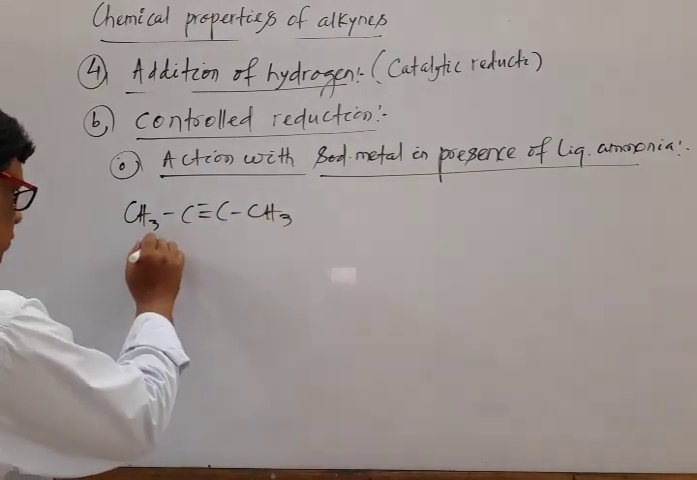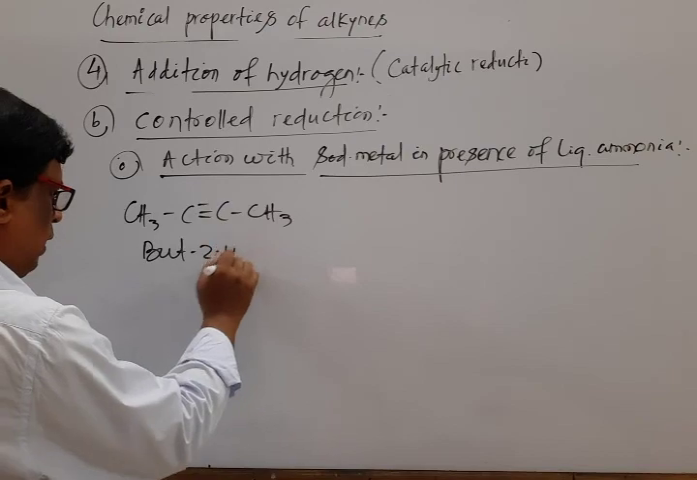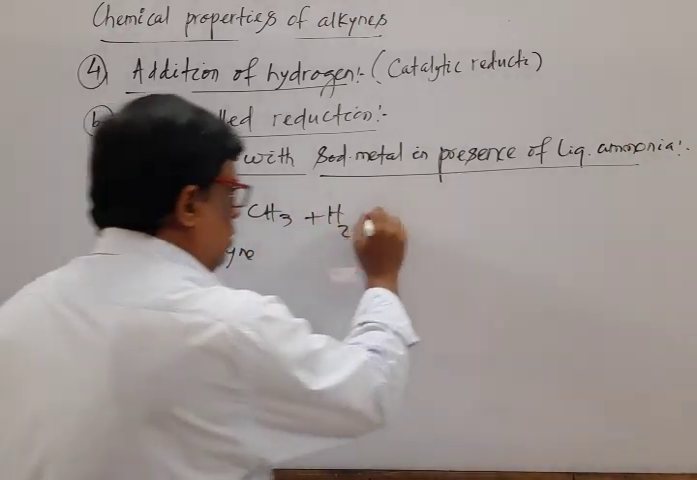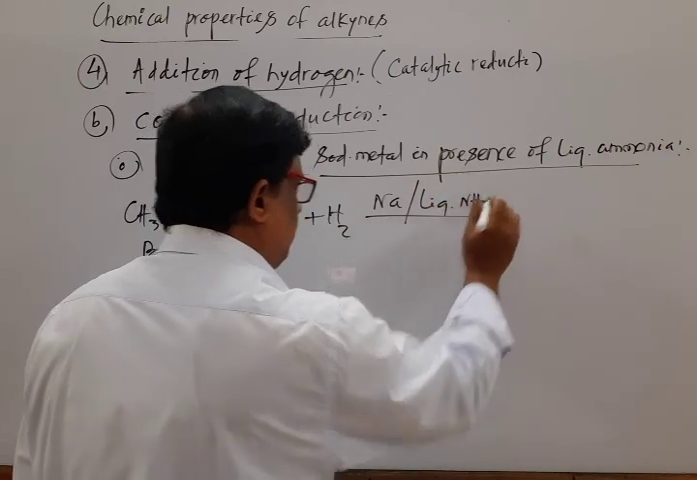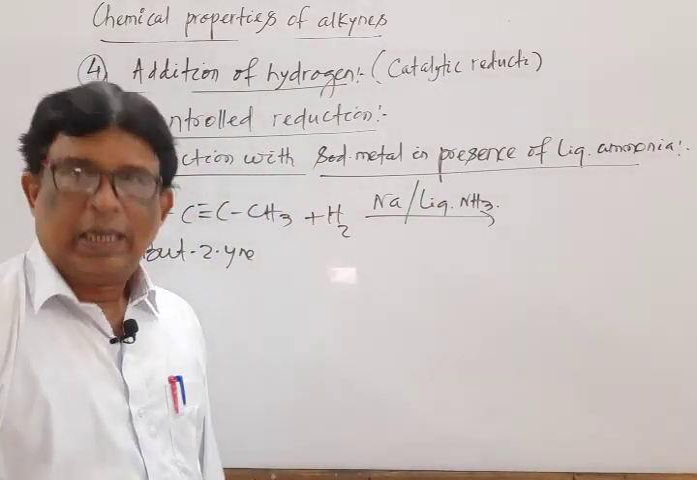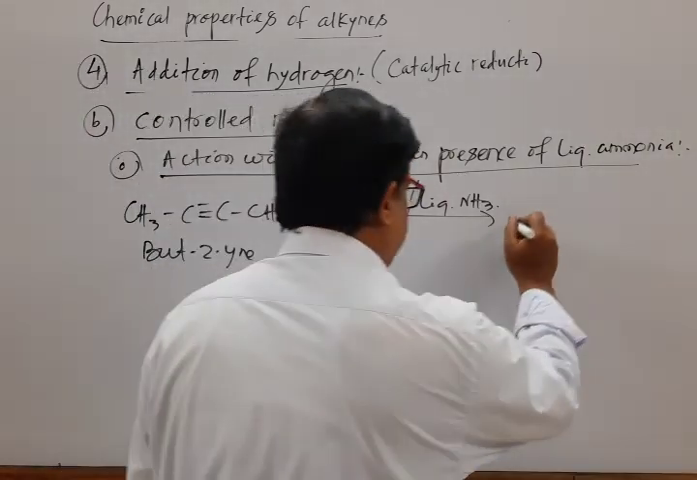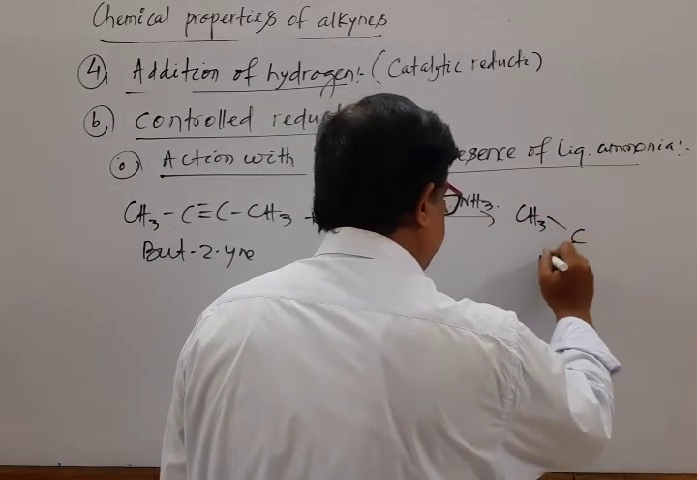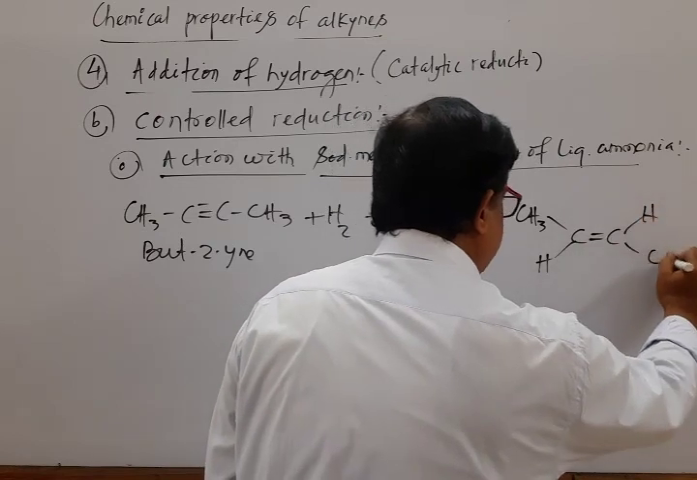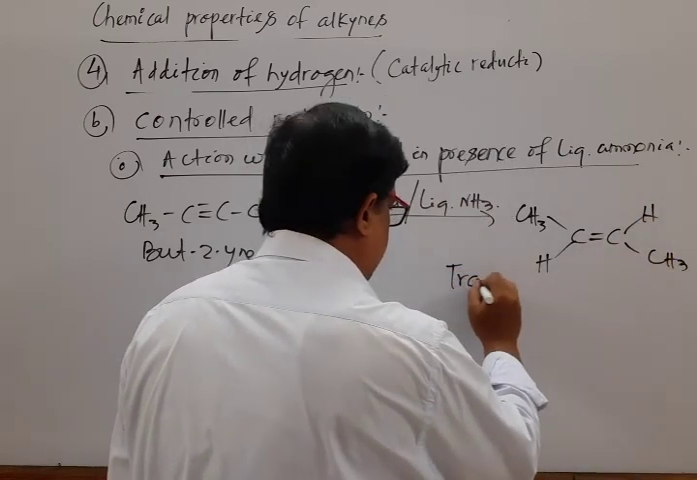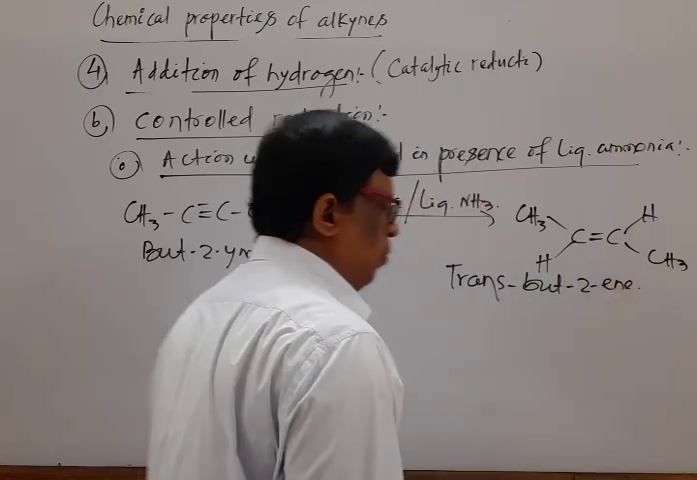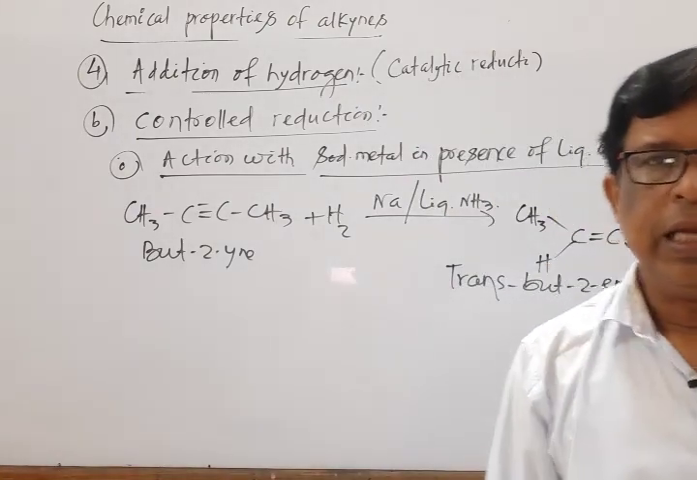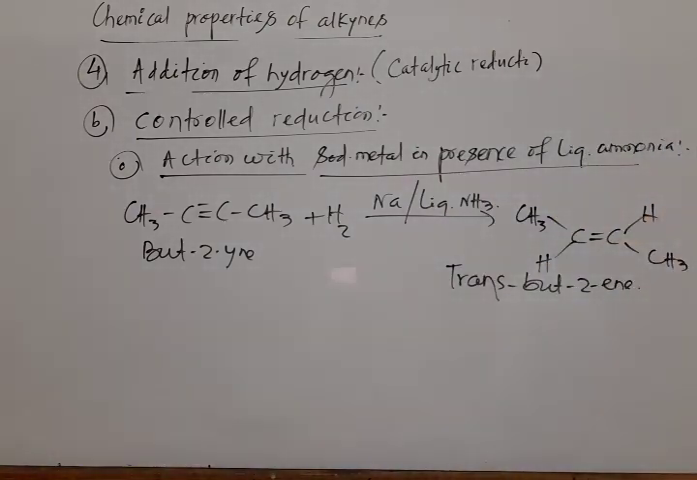Mark that. Same example, that is but-2-yne undergoes reduction in presence of sodium, liquid ammonia. What is formed? Trans isomer is formed. Mark that. CH3. Its name is trans but-2-ene. Mark that. In the previous case, resulting in the formation of cis isomer, here resulting in the formation of trans isomer.